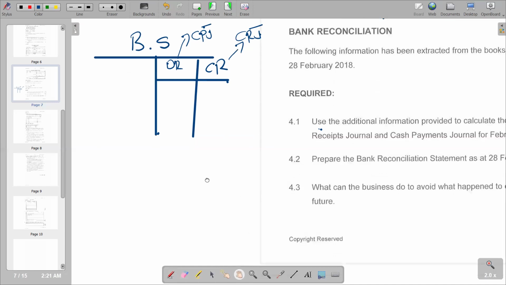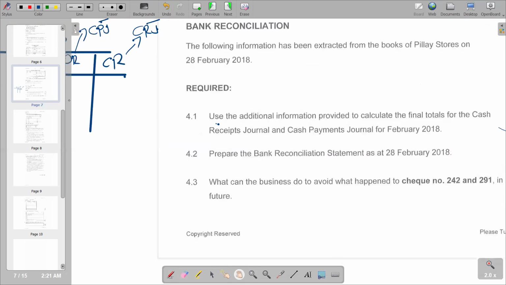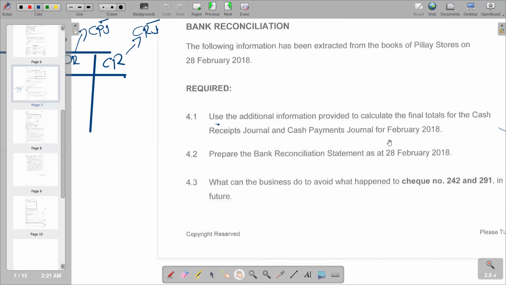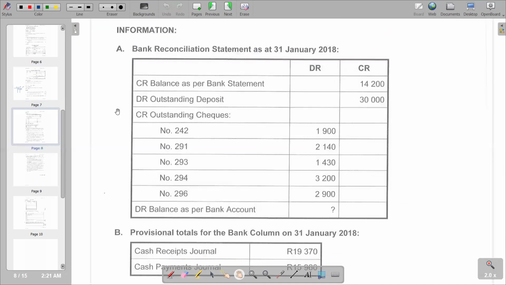So going to the information given in the question, you'll see that we start with the bank reconciliation statement as at 30 January 2018. Remember, the current period that we are in is February 2018, and this one is for January 2018. So this one is the previous month's bank reconciliation statement. Take note of that, that we are given at the beginning. Whatever we are seeing there are outstanding entries at the end of the last month.